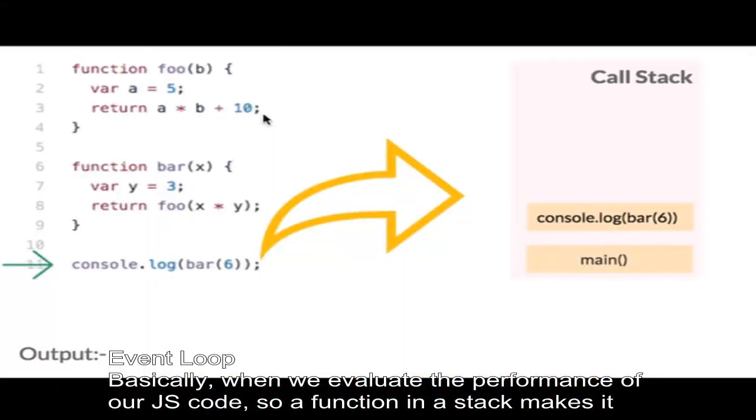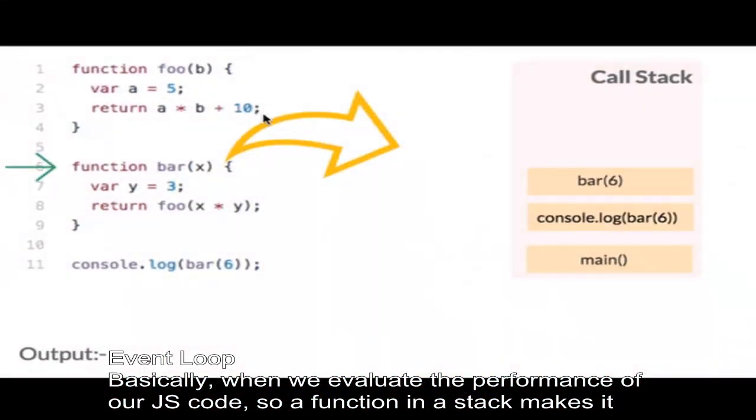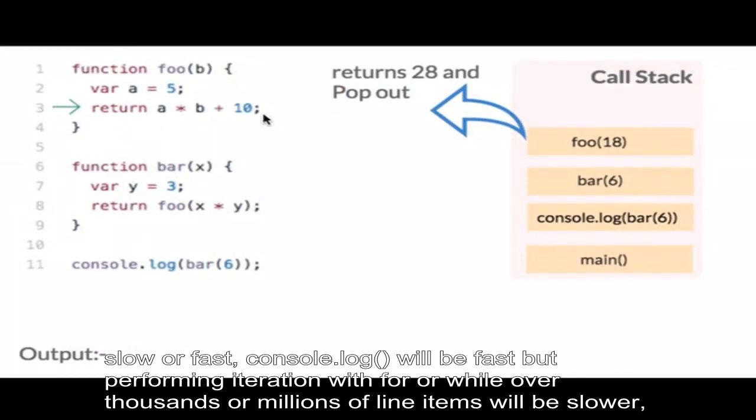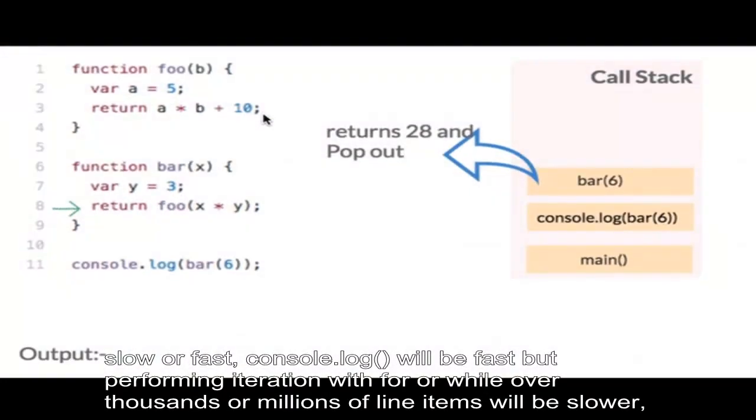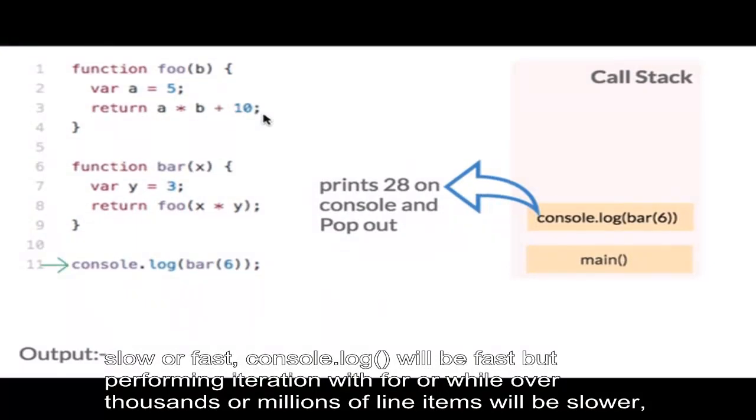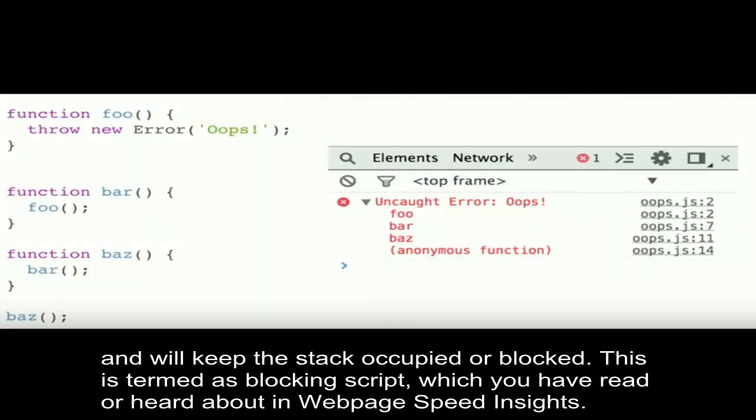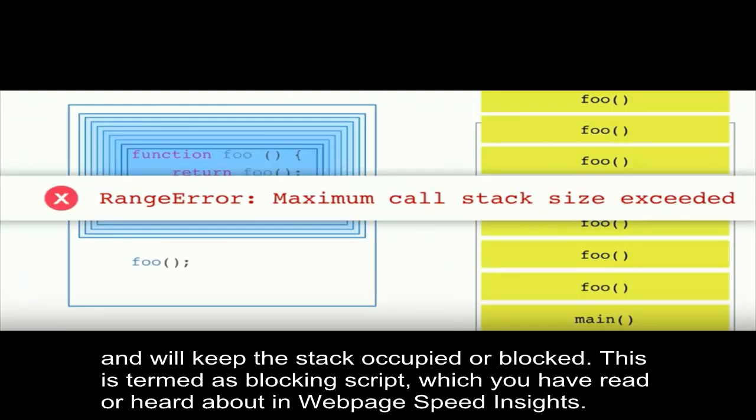Two, event loop. Basically, when we evaluate the performance of our JS code, a function in the stack makes it slow or fast. console.log will be fast, but performing iteration with for or while over thousands or millions of line items will be slower, and will keep the stack occupied or blocked. This is termed a blocking script, which you have read or heard about in web page speed insights.